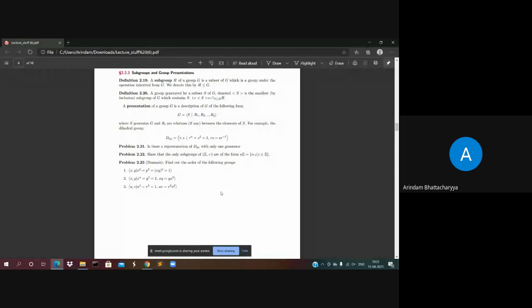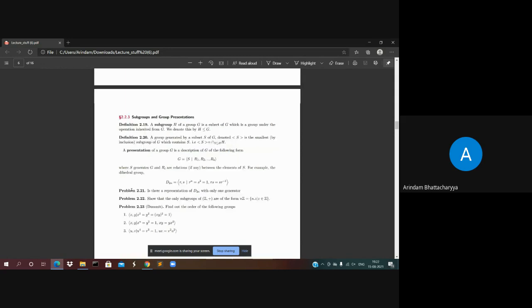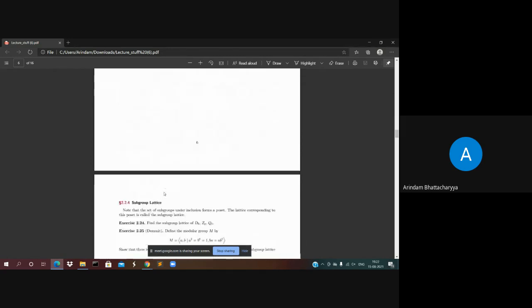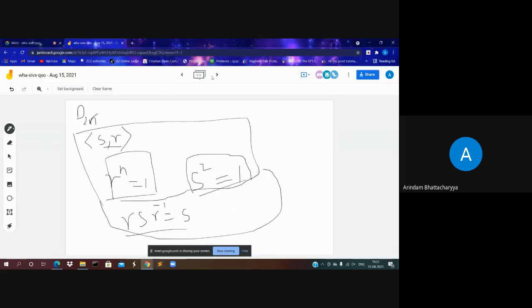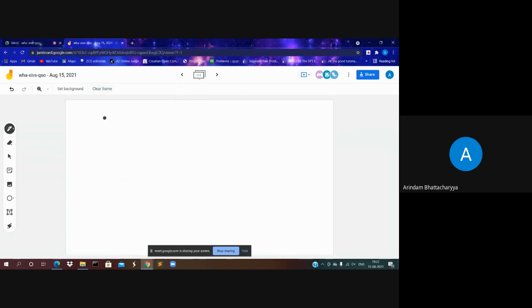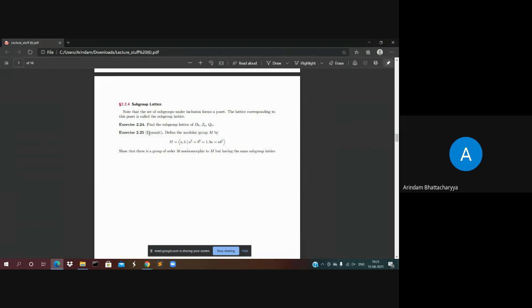Okay, cool. Since we did all this stuff with generators, let's try something which I did not cover last time in the session, the definition of a subgroup lattice. Let's try to find the subgroup lattice for some groups. Dummit and Foote is the name of the book from which I have taken the problem.